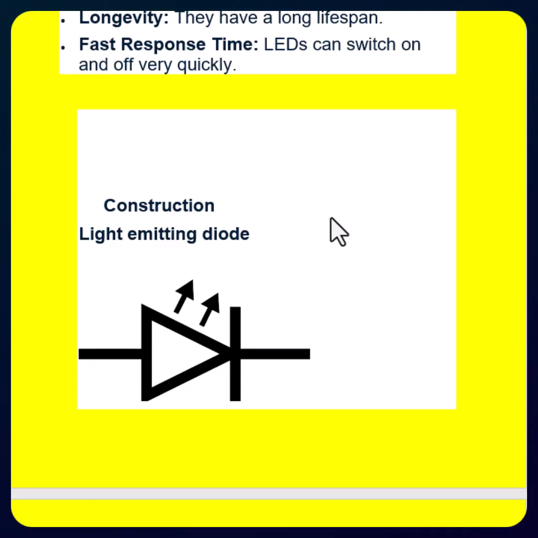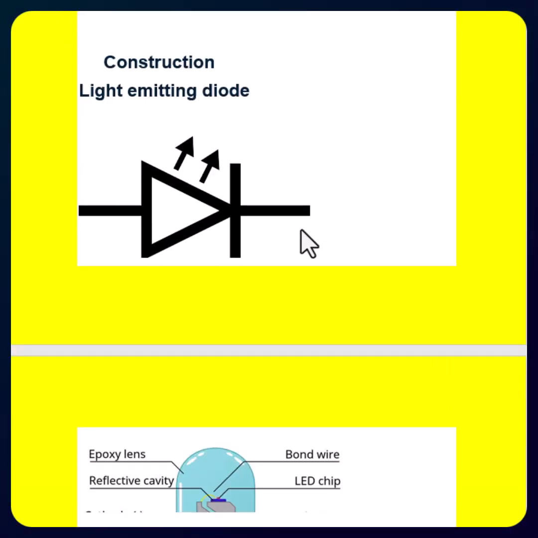And when it comes to the construction, here we see the symbol of it and the component shape. This is the symbol, this is the anode and this is the cathode, and when this diode is forward biased, this anode is connected to the positive supply and cathode is connected to the negative supply of the DC supply. Then, if the voltage is sufficient, that is 2 volts in this case, at the junction the holes and electrons will recombine and they result in light coming from the junction.